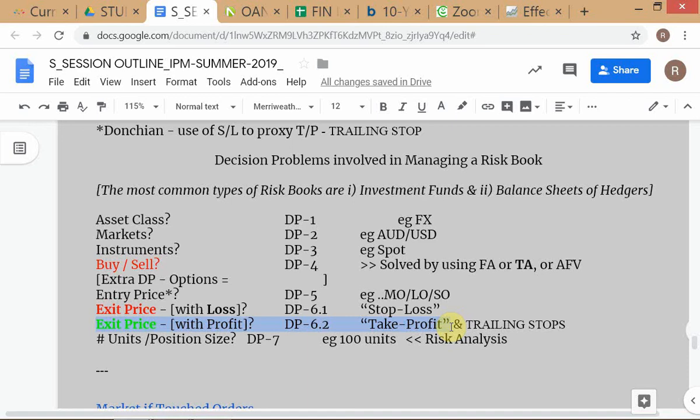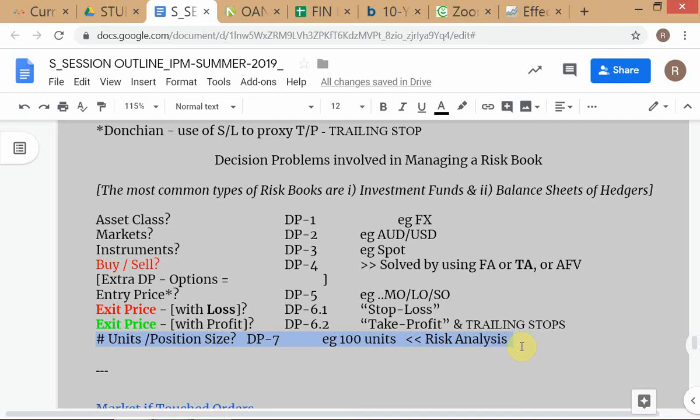Remember, a trading system is just a set of objective rules for solving each of these decision problems. So your trading system also has to have a set of rules. This will be almost like a subroutine. It will have to have a set of rules for solving this last one: how should I derive my position size? That will also have to be part of your trading system.